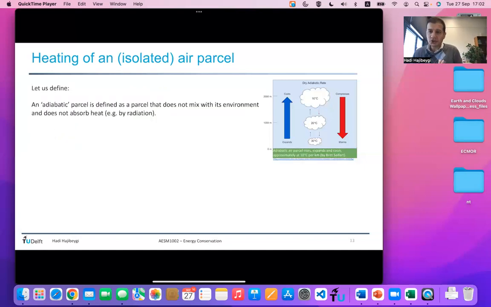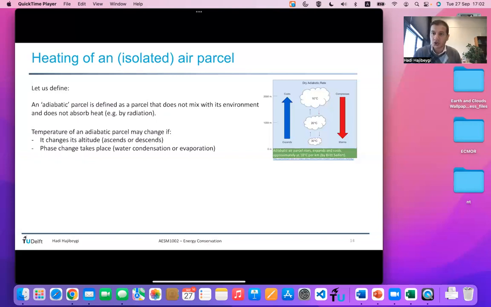How would this change of the temperature take place? Let us define an adiabatic parcel, which is defined as a parcel that does not mix with its environment and does not absorb heat from the environment. For example, there is no radiation. So it's an isolated adiabatic parcel which does not mix. So it doesn't have any mass exchange, nor would it have any heat exchange with the external environment.